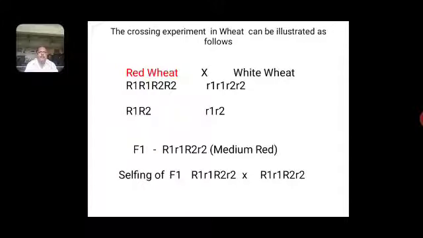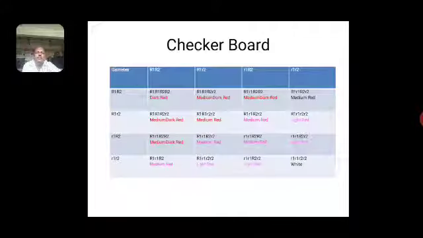On selfing of this F1, we can get the following checkerboard. We can see gametes capital R1 capital R2, capital R1 small r2, small r1 capital R2, and small r1 small r2. Likewise, the same types of gametes are on the right side of the slide.